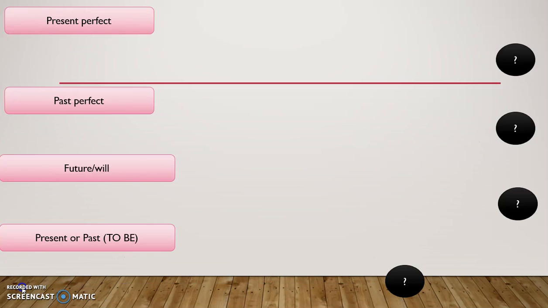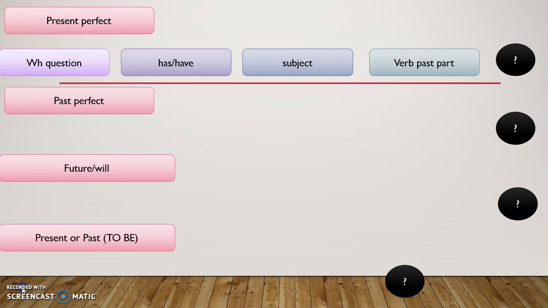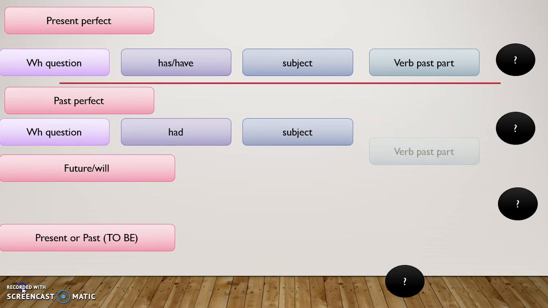For present perfect, we are going to use the WH question, the auxiliary has or have, the subject, and the verb in past participle. Remember that has is going to be used for third person singular and have for the rest of the pronouns and subjects. For past perfect, we are going to have the WH question, the auxiliary had, the subject, and the verb in past participle. Had is going to be used for all the subjects, including plural or singular.